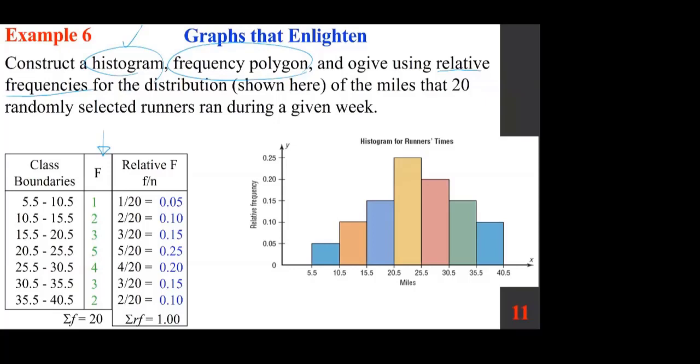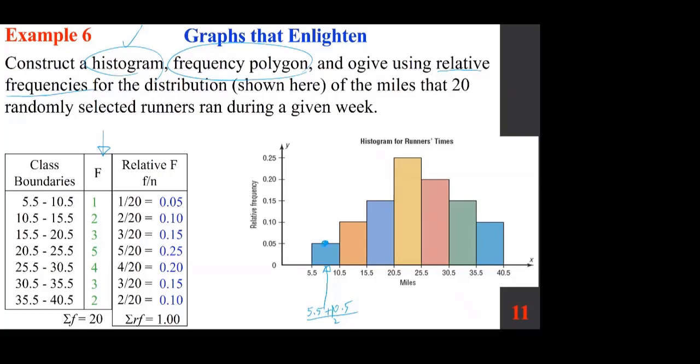We need to look at the midpoints and connect them. So understand what the midpoints are. The midpoints really in essence start from here. This is the midpoint for the first class. Now how do you come up with that? 5.5 plus 10.5 divided by 2, or 16 divided by 2 equals 8. So that's number 8. That is the midpoint for the first one. And right at the top, it's here.